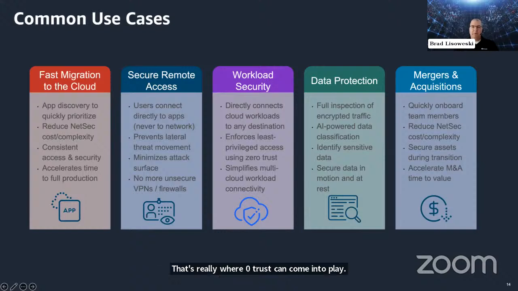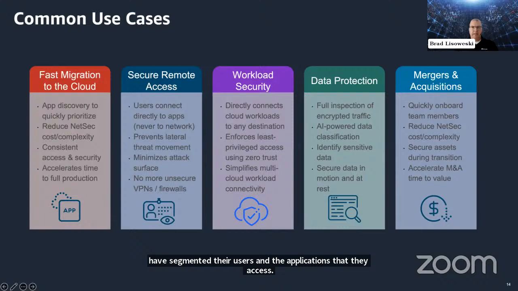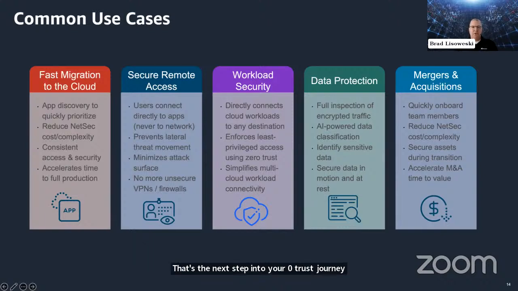Of course, secure remote access, bringing your users back into your environment for access to the applications that they need, but more importantly, workload security. We're all very familiar with getting users to applications, but getting cloud workload to cloud workload, that's the next step where organizations who have segmented their users in the applications that they access, that's the next step into your zero trust journey, right? Is making sure that server A can only connect to servers 1, 2, and 3, maybe in another data center or something like that. And that way, if there's ever a compromise, the blast radius is significantly smaller.